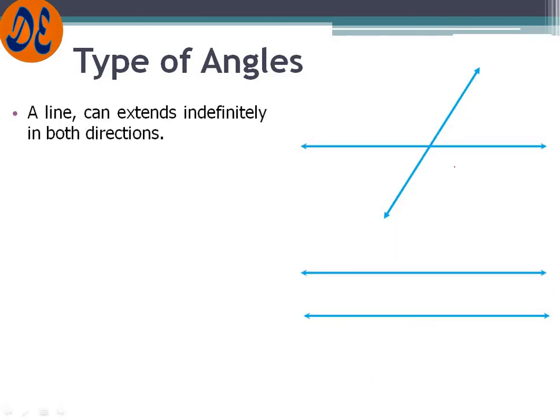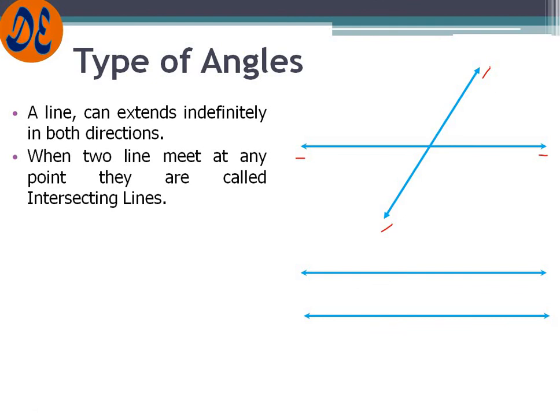Again, a line can extend indefinitely in both directions. That is clear. We know that whenever we denote a line, two arrows are given on both ends. That means the line is not ending. It may be extended to any infinite length. There is no end point for that. So here I have taken two lines. Both are lines and there is no end to them.